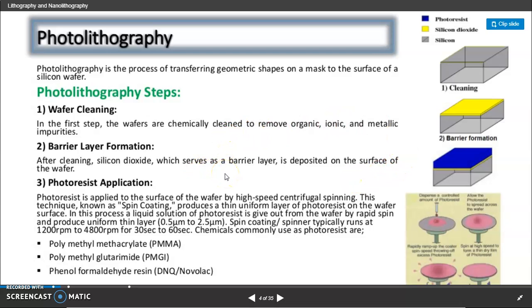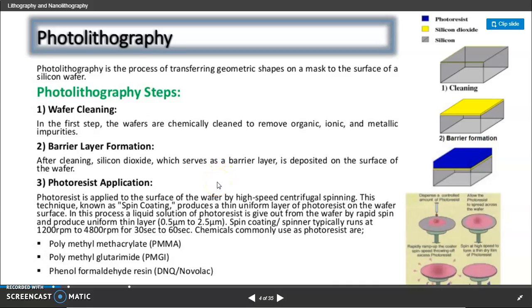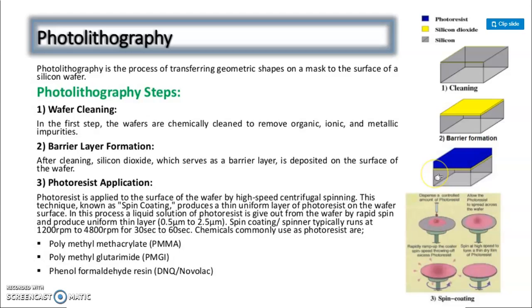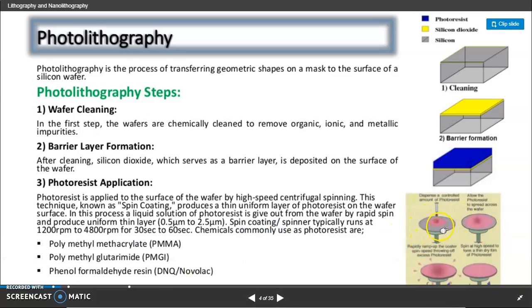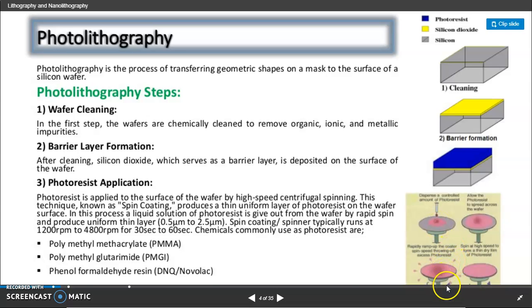Then the third one is the photoresist application. Here you can see the photoresist is applied. That blue color is applied onto the surface of the wafer by high speed centrifugal spinning. This technique is known as the spin coating technique, and it produces a uniform layer of photoresist on the wafer surface.